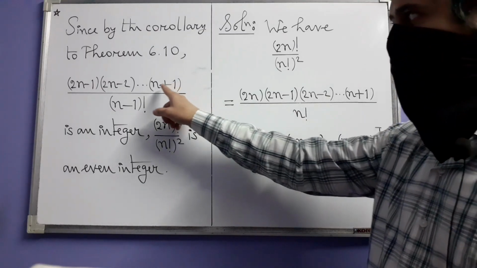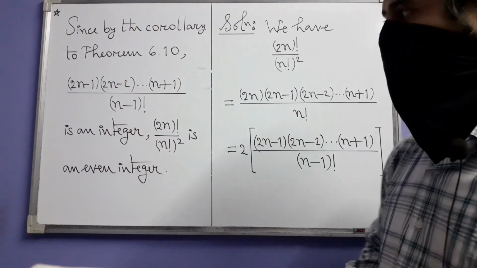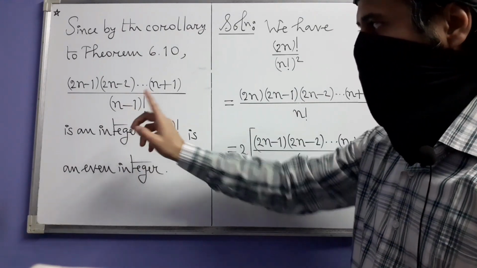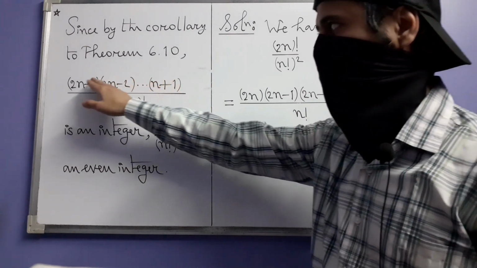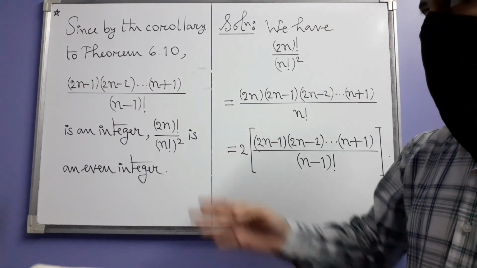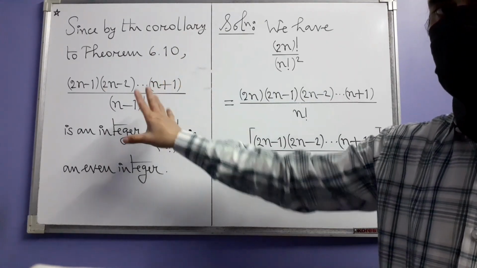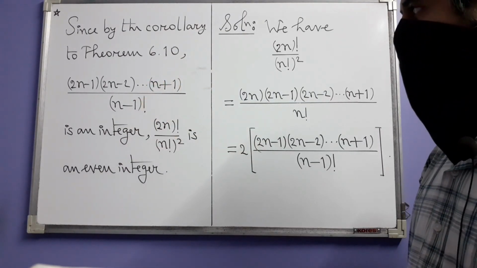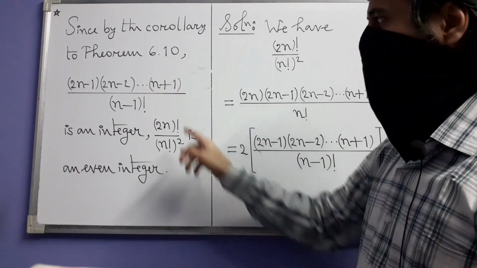We do have a product of consecutive integers here in the numerator, and the denominator is n minus 1 factorial. The question now is, how many integers there are in this product. If it is n minus 1, then by that corollary there will be divisibility, and so this will be an integer. Let's count the number of numbers here.